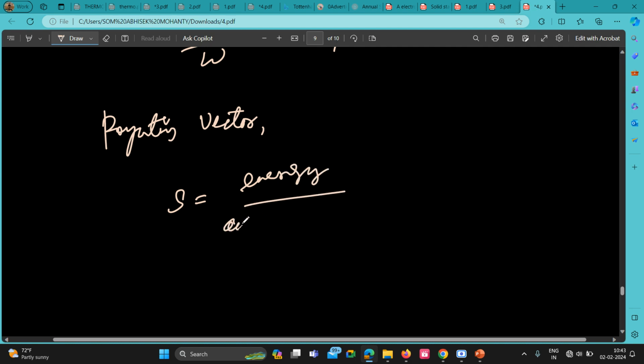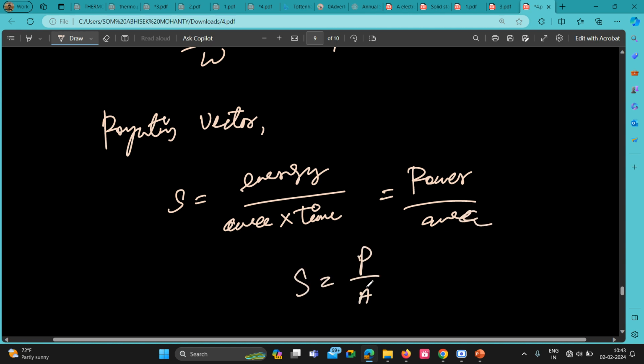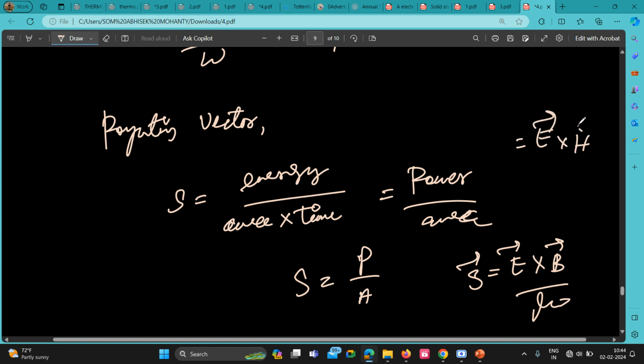Now there is the Poynting vector. Poynting vector S is equal to energy by area into time. Energy by time is power, so power by area. S is equal to P by A. S is also equal to E cross B by mu, that is E cross H. Is that all right?